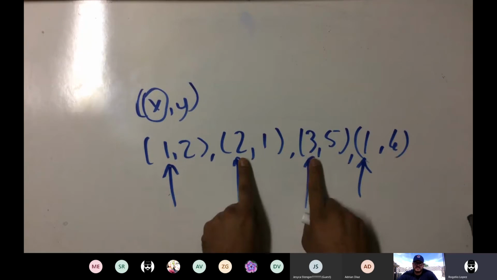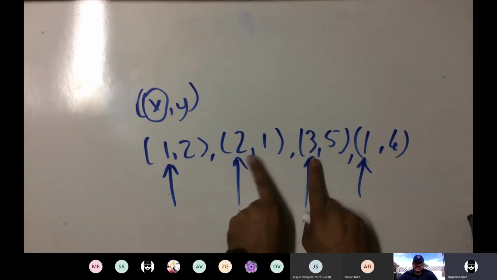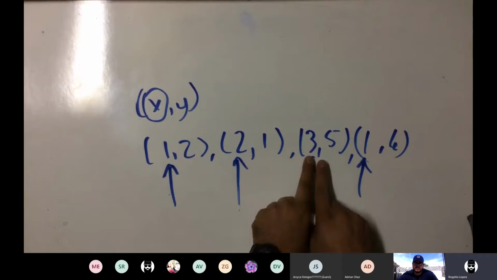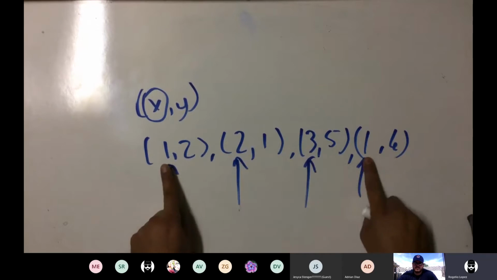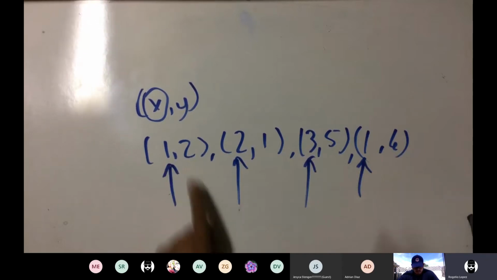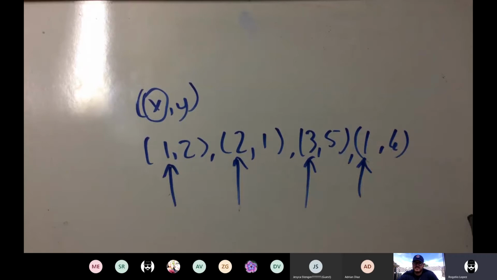These don't really matter because they are being faithful. The 2 is with the 1, and 3 is with the 5. But the 1 is the one that's being greedy. It's got a 2 and a 6. So that's how you do it when you have ordered pairs.